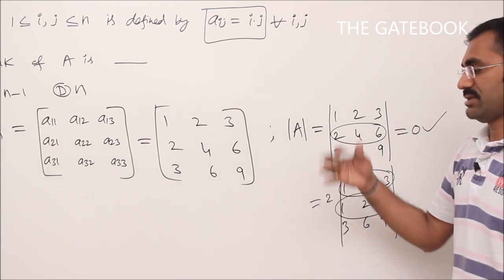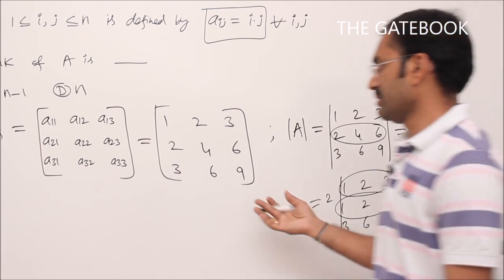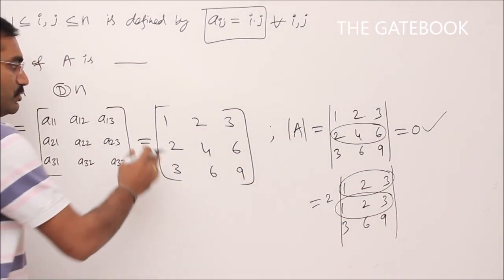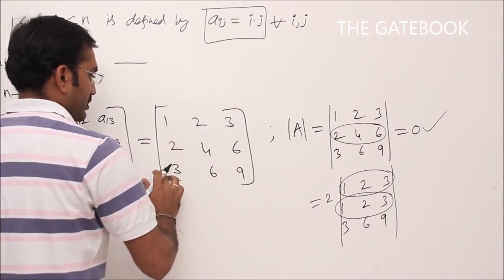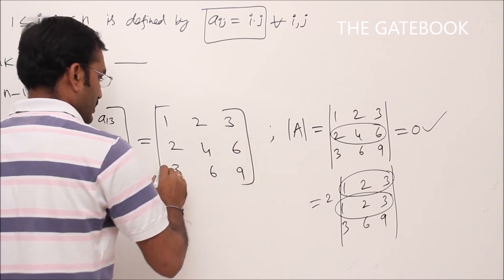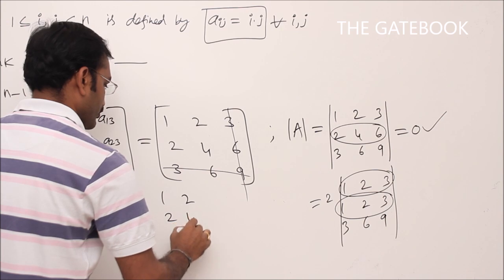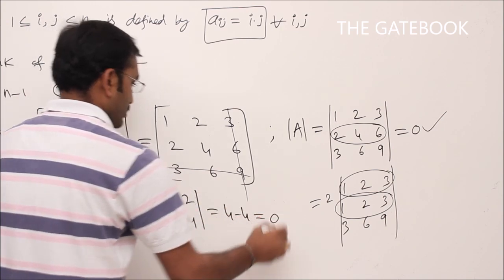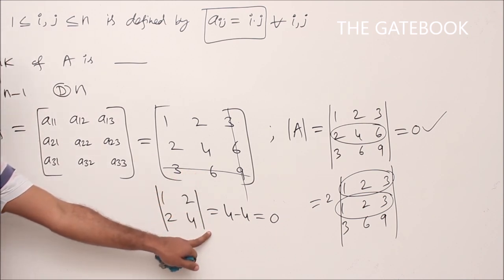It must be less than 3. So in that case, we have to go for the next lower order. What is the next lower order here? Next lower order is 2 by 2. Consider any 2 by 2 matrix by eliminating one row and one column. So let us consider this: 1, 2, 2, 4. We'll get 4 minus 4, 0. So like this, all 2 by 2 determinants will be 0. All next lower order 2 by 2 determinants will be 0.